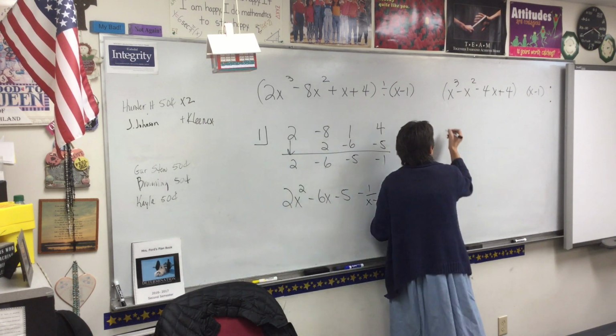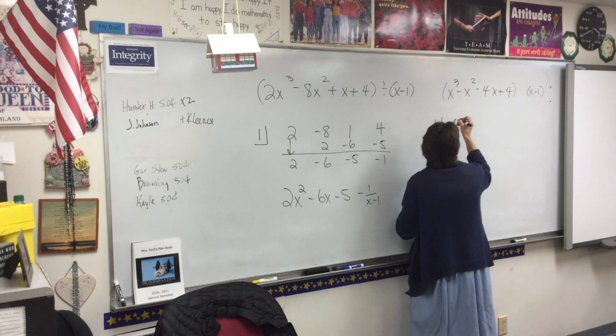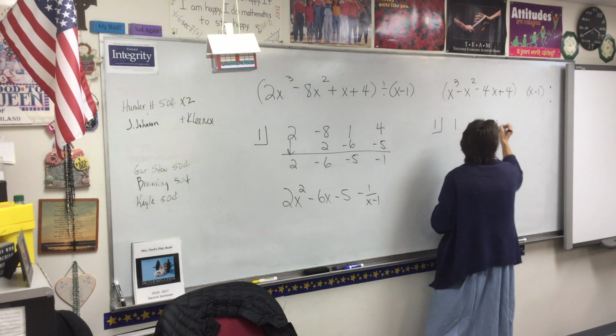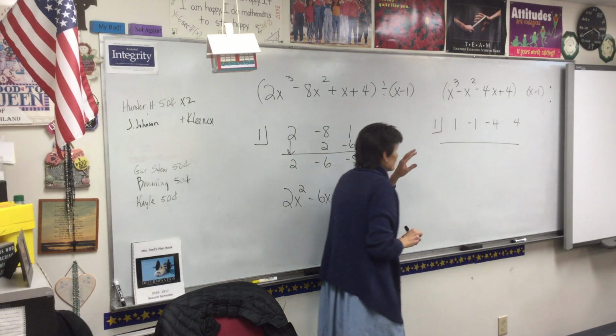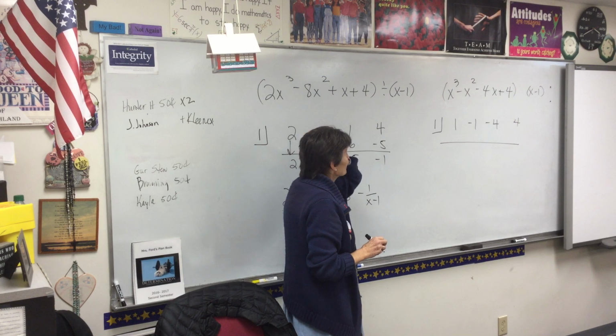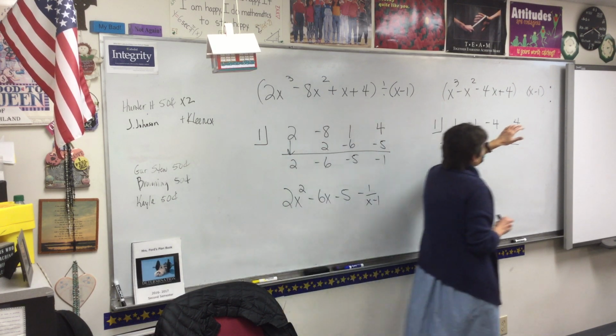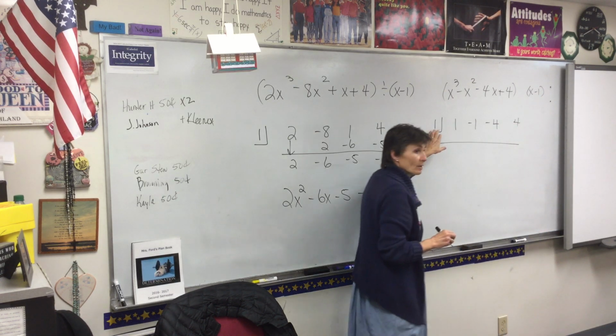So here we go. Let's divide. What goes in the box? 1. 1, negative 1, negative 4. Make sure you're getting all the negatives in the right spot. Remember, you'd put a dot at positive 1. Wherever you put the dot is what goes in the box.